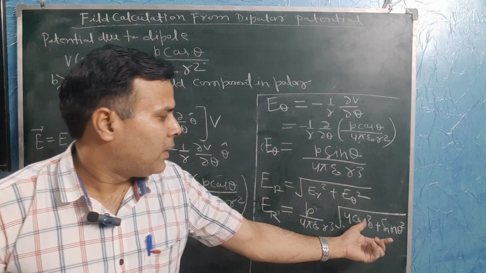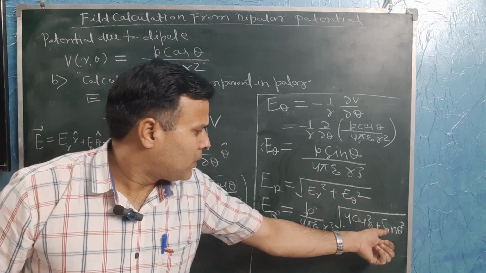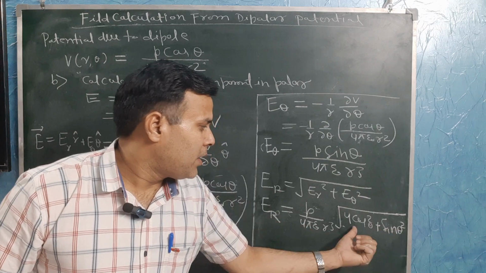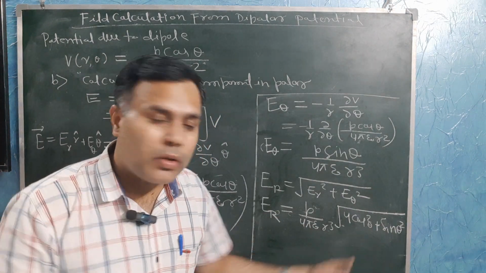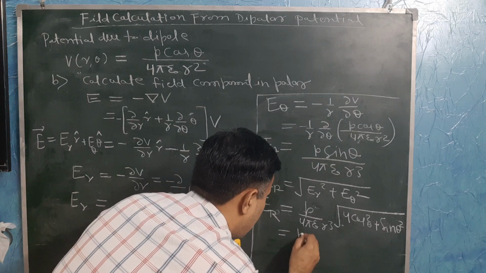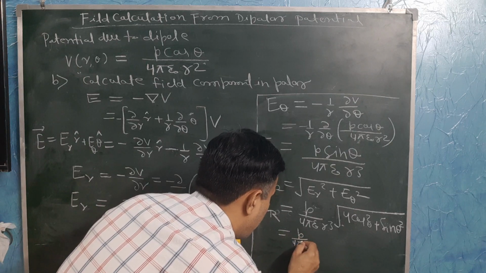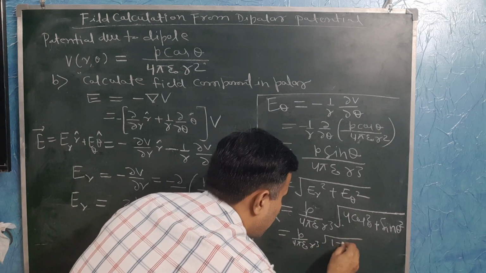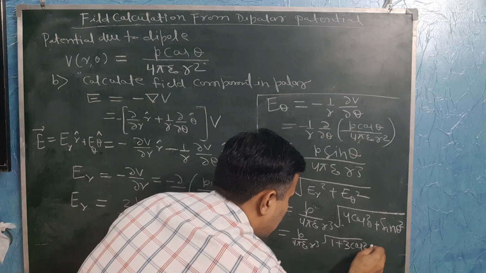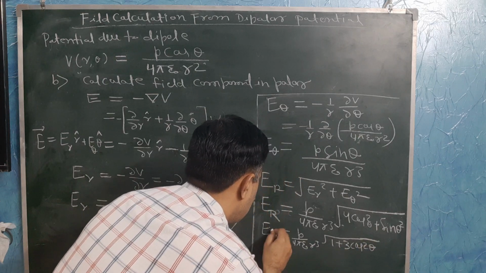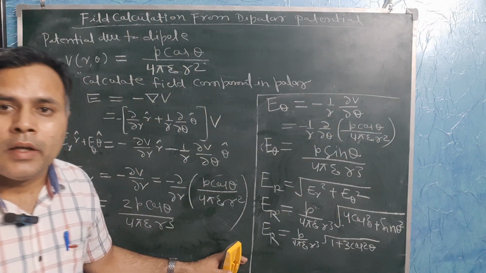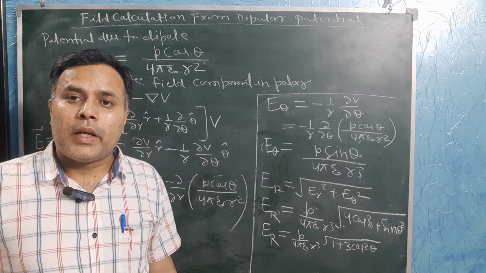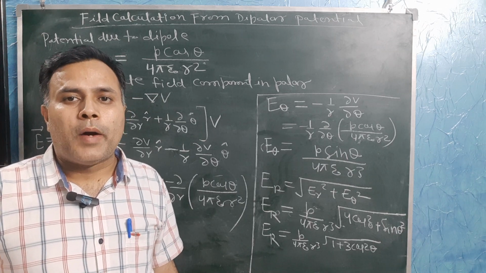This is the resultant profile of electric field. Now you can convert this profile. If you convert, sin square theta is simply 1 minus cos square theta. So minus cos square theta plus 4 cos square theta becomes 3 cos square theta. So we can obtain another expression, which is p by 4 pi epsilon naught r cube times the square root of 1 plus 3 cos square theta. This is the resultant electric field, and this is the way to find out the component of electric field for a given dipolar potential profile.